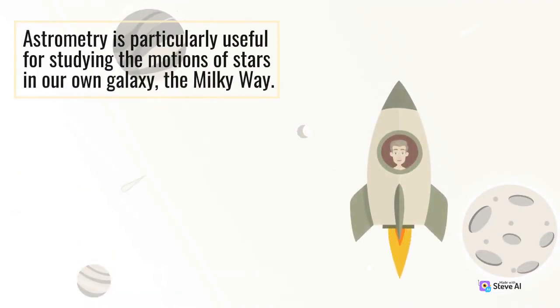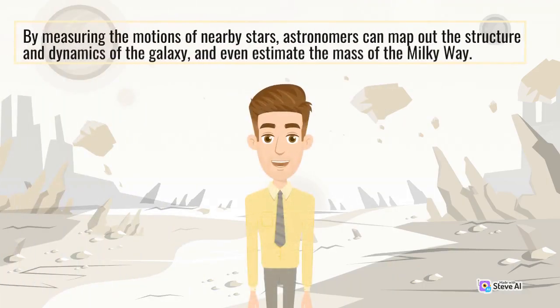Astrometry is particularly useful for studying the motions of stars in our own galaxy, the Milky Way. By measuring the motions of nearby stars, astronomers can map out the structure and dynamics of the galaxy and even estimate the mass of the Milky Way.